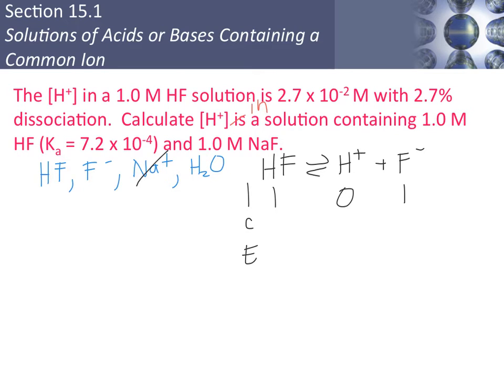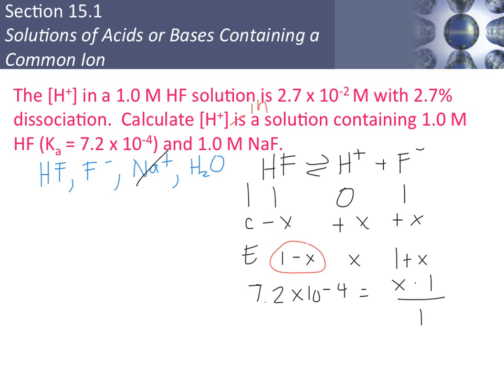So let's do an ICE chart. The hydrofluoric acid concentration is 1 molar, and the fluoride ion concentration is 1 molar. This is different than problems that we did in Chapter 14. We still initially, though, don't have any hydrogen ion. We will complete our ICE chart as we normally do, and then use the Ka in the equilibrium expression to solve for x. Notice, because Ka is so small, I turned 1 minus x into just 1, and 1 plus x into just 1.